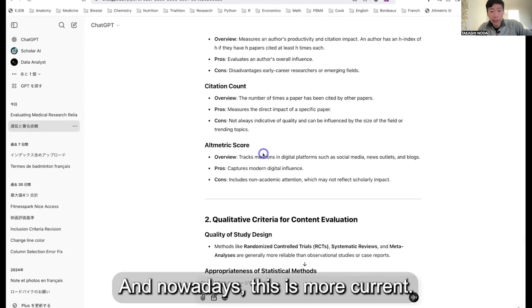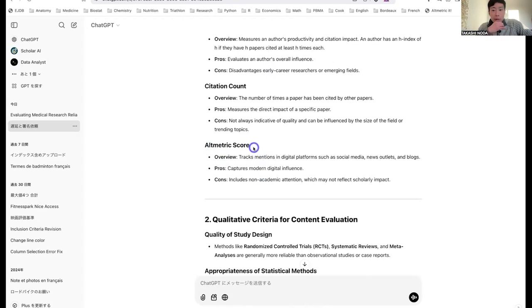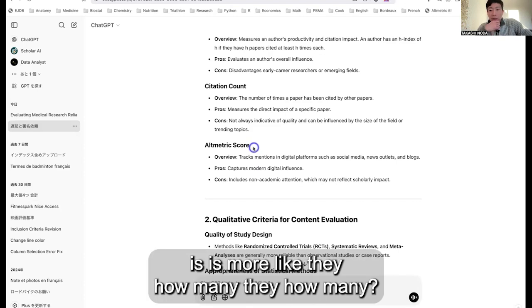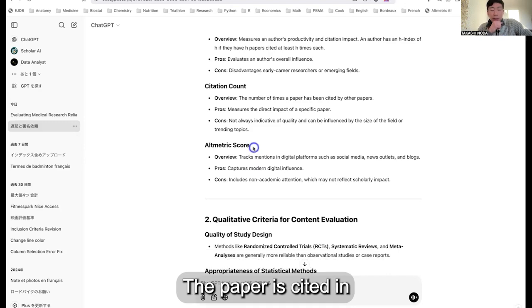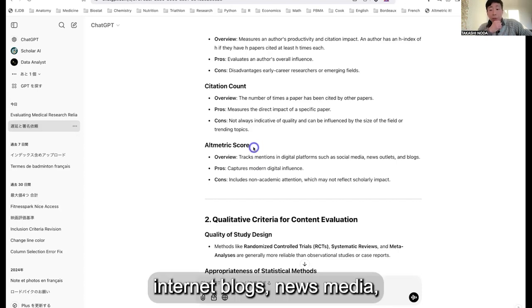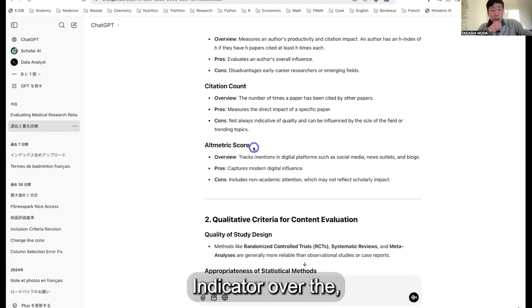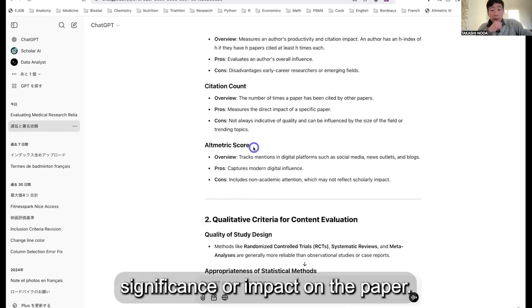And nowadays, this is more current: the Altmetric score. It is more like how many times the paper is cited in internet media like SNS, Twitter, Facebook, internet blogs, news media, something like that. It's a more general indicator of the significance or impact of the paper.